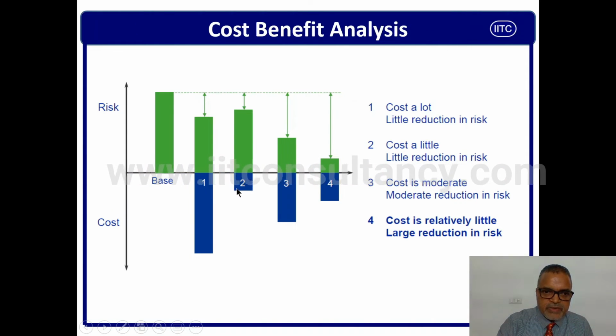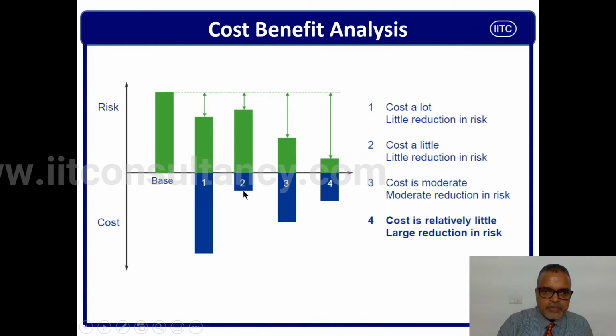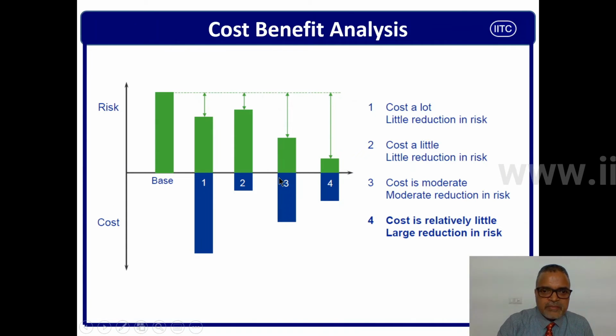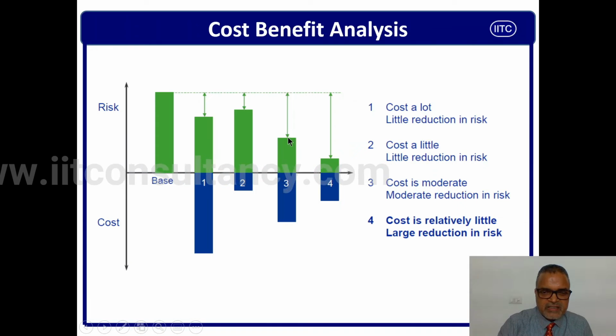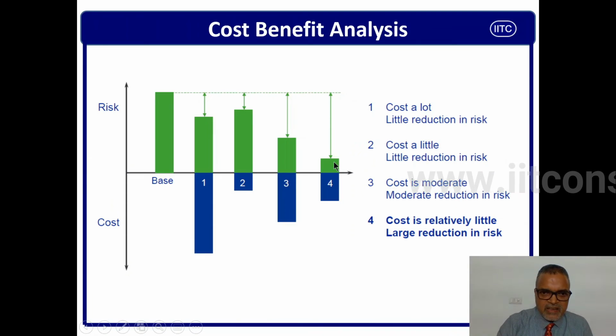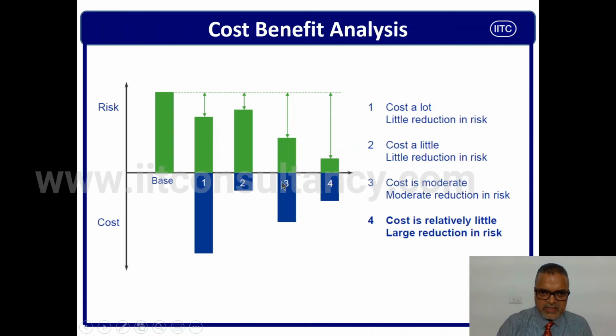Now let us go for the second one. Here the cost of implementation of risk reduction measure 2, RRM2, is very less, and at the same time the risk reduction is also very less. You can see here. Now RRM3: here the cost is up to here, where the risk reduction is also significant. Now RRM4: here the cost of implementation is like this. It is definitely bigger than number 2 and less than 1 and 3, but the risk reduction is better than number 1, number 2 and number 3.